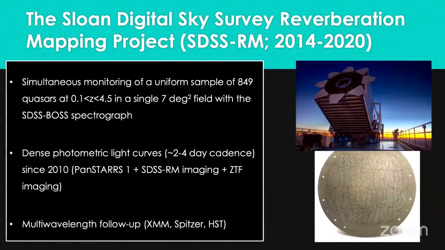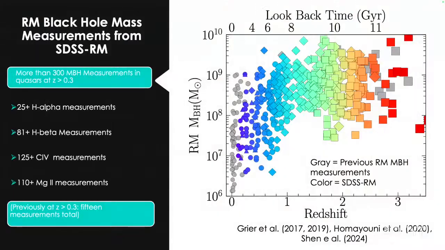So this program ran from 2014 to 2020. It was a part of both Sloan 3 and 4. And out of these 7-year-long light curves that we produced from these 850 quasars, we measured more than 300 black hole mass measurements, all of these in quasars at redshifts greater than 0.3.